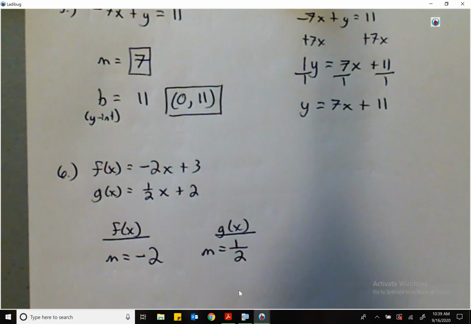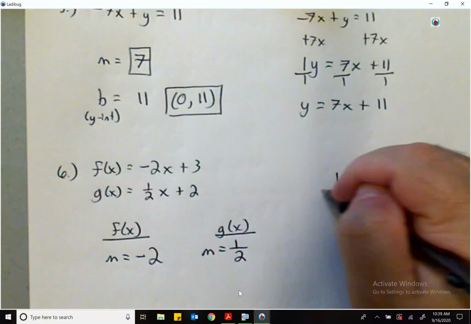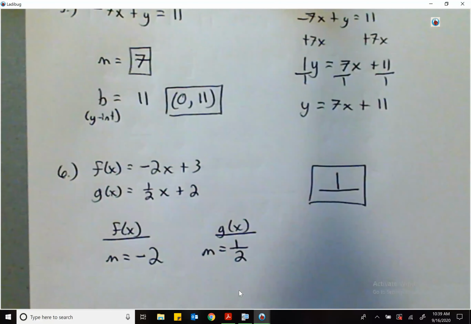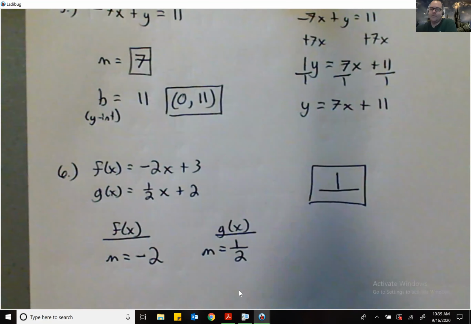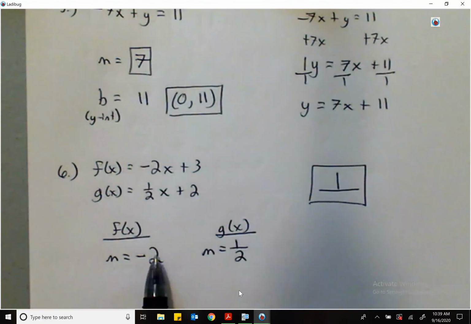So the question is, are they perpendicular or are they neither? Perpendicular, because when you flip the F, you're gonna get -2. Well, when you flip it, no, you don't get -2. The F? No, the G. Yes. All right.